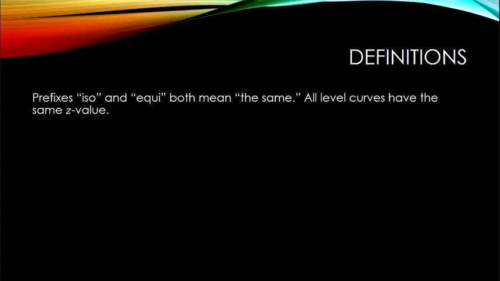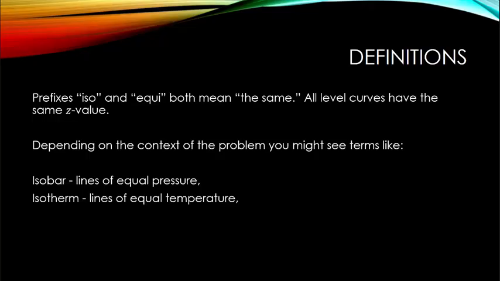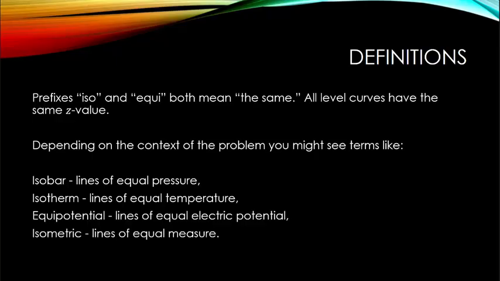I want to give you some definitions that have to do with some prefixes we're going to encounter. The prefixes iso and equi both mean the same, and all level curves have the same z-value. So depending on the context of the problem, I might encounter terms like isobar, where I'm looking at lines of equal pressure, isotherm, where I'm looking at lines of equal temperature, equipotential, which are lines of equal electric potential, or isometric, where I have lines of some equal measure.